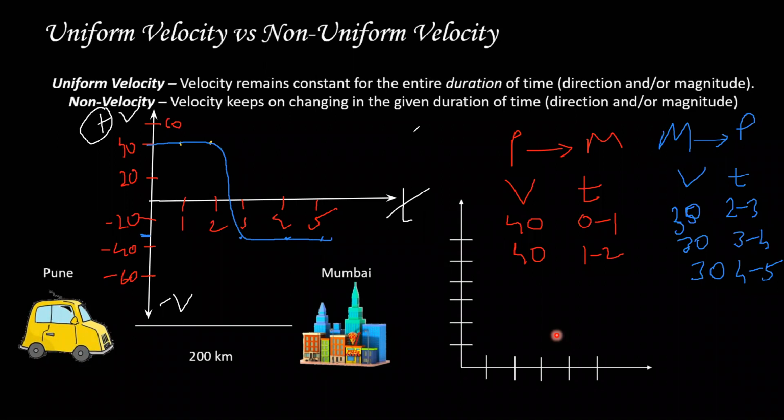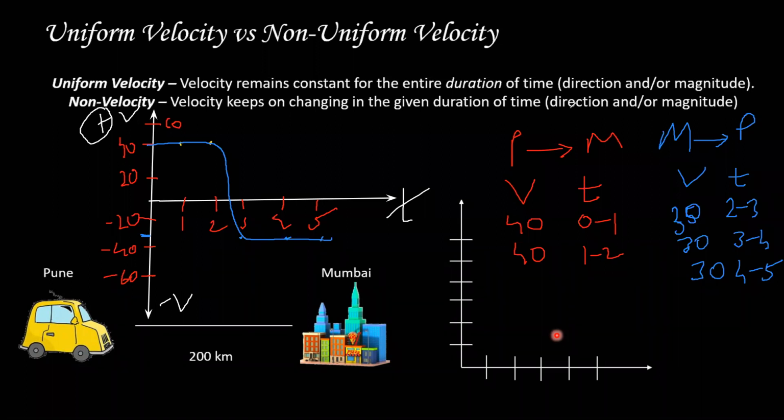So now folks, can you tell me if it is uniform velocity or non-uniform velocity? Non-uniform velocity. Acha, and why? Because bhaiya, the direction is changing. Acha, good. So you got my point.